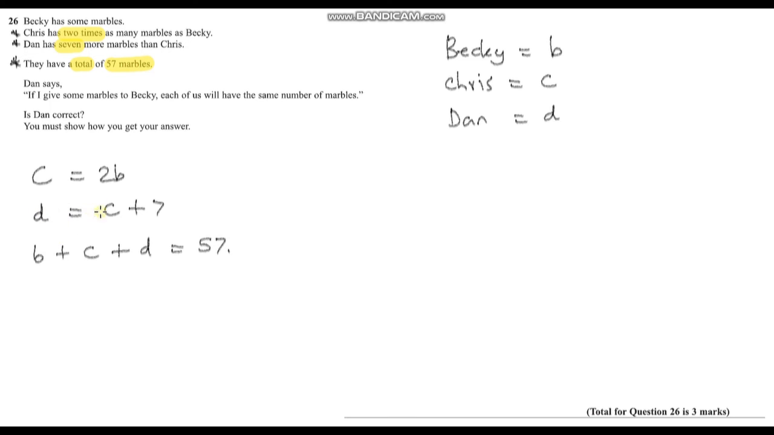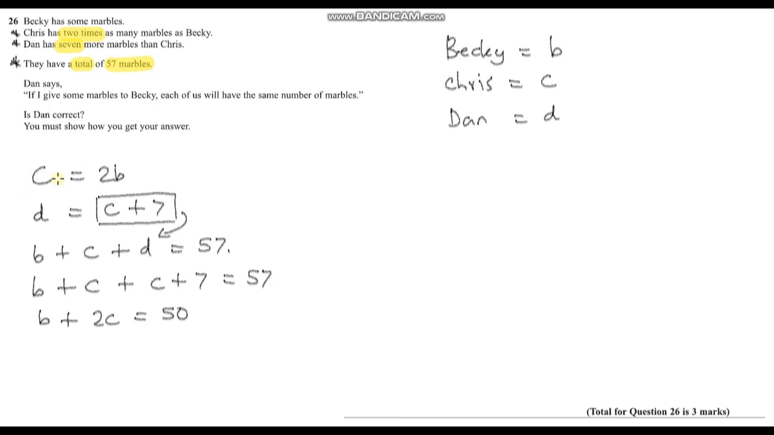So first of all, we know that Dan has, or D equals C plus 7. So I can substitute that into this equation. So wherever I see a D, I can just replace that with C plus 7. So this is going to be B plus C plus C plus 7, which is equal to 57. And then I can simplify this slightly because I've got C plus C. Well, this is going to be B plus 2C. And then if I subtract 7 from both sides, that equals 50.